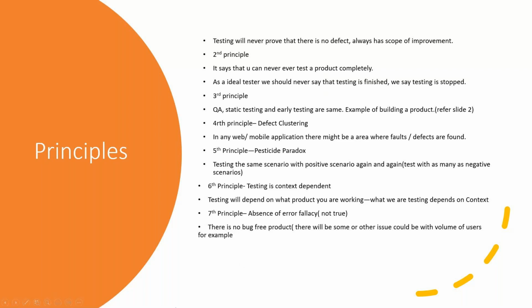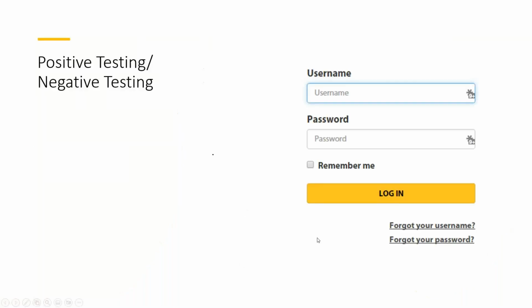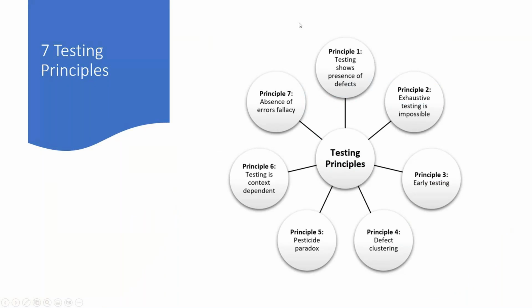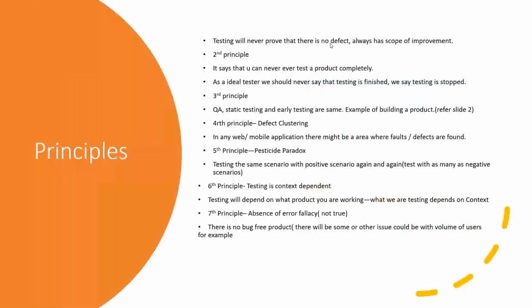So this is how we explain all 7 testing principles. These are the basic principles that every tester has in mind so that he can complete the testing. See, what is the first principle saying? It will never prove that there is no defect. There is always scope for improvement.